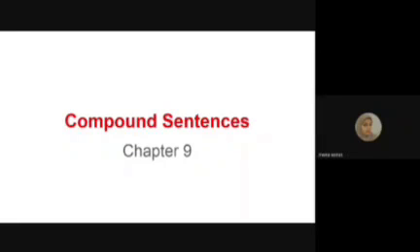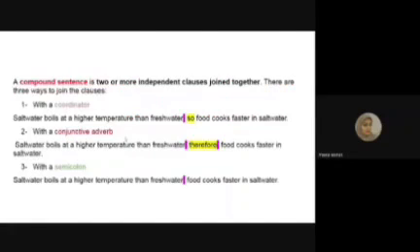We said that we have clauses, and out of these clauses we form sentences. The first type of sentence is the simple sentence. It contains one independent clause. So let's move on to the compound sentence and see what it contains. A compound sentence is two or more independent clauses joined together. For the simple sentence we have one independent clause, but for the compound sentence we have two or more independent clauses joined together.